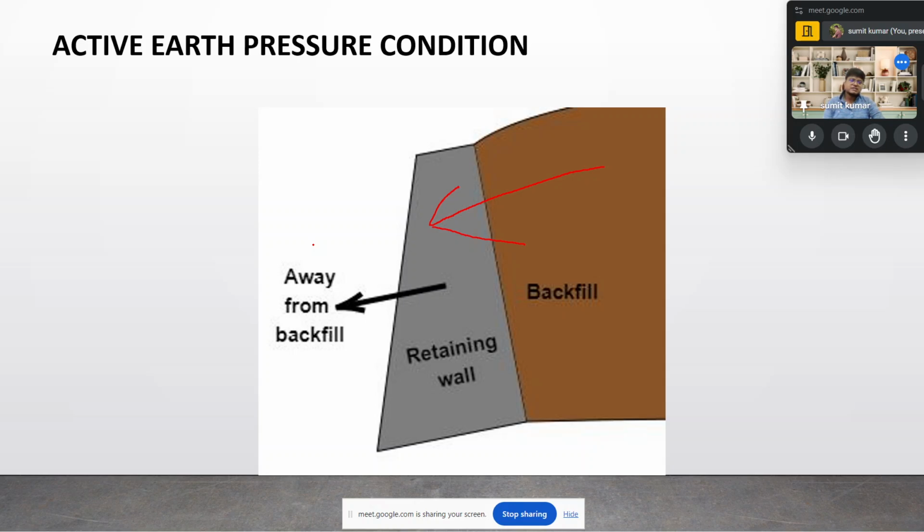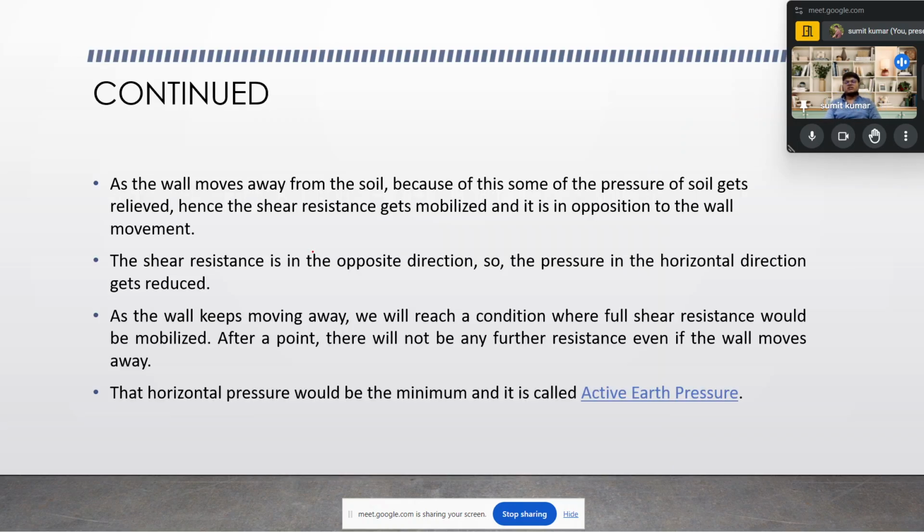condition in which the earth pressure is said to be the active earth pressure condition, because the pressure applied by the backfill compelled the wall to move away from the backfill. So that earth pressure condition is said to be the active earth pressure condition. Okay, now when we talk about this condition, we say that as the wall moves away from the soil, some of the pressure of the soil gets relieved.